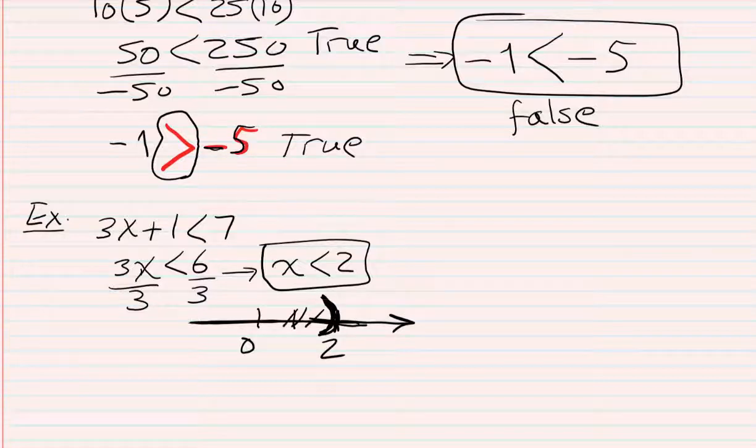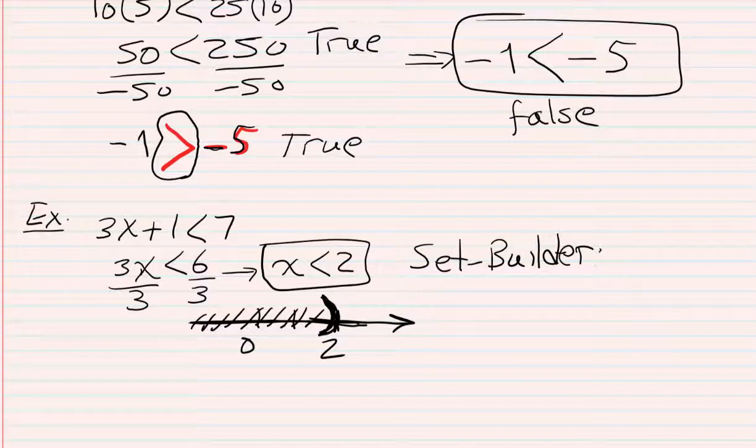And then I'm going to shade everything below the number line. This is the graphical representation of the solution. Okay, and then we're going to also use what we call interval notation and set builder notation. In set builder notation, we build a set, hence the name set builder. We build a set around the solution.